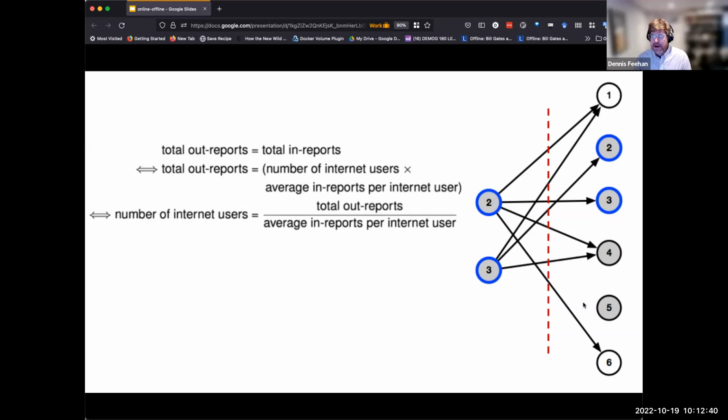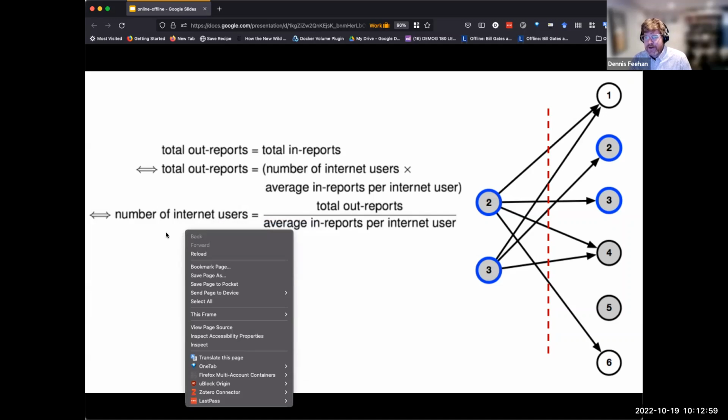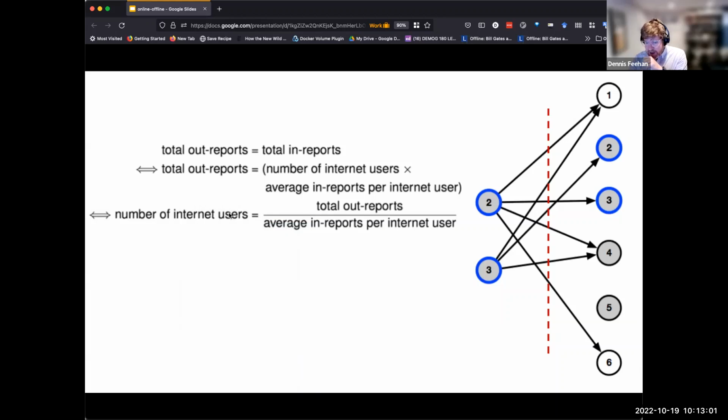That's helpful because that means we can start from this identity and do a little bit of algebra. We could take the number of reports about internet users that arrive on the right-hand side and decompose that into the average reports per internet user times the number of internet users, and then rearrange that, and we get this expression here for the number of internet users. Specifically, the number of internet users should be equal to the total out reports divided by the average number of times each internet user is reported.